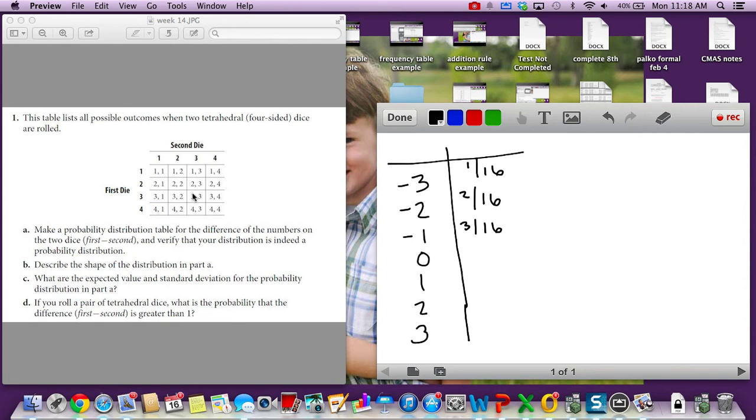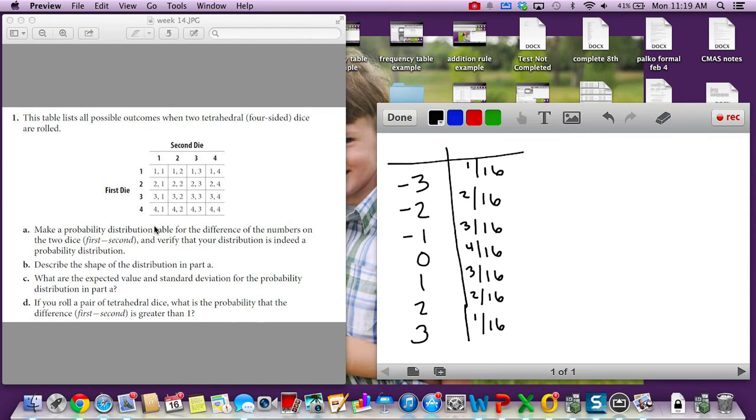The zeros are going to be right here on the diagonal, 1 minus 1, 2 minus 2, so there's 4 of those. And then the first die minus the second die being +1 is going to be 1, 2, 3 of those, 3 out of 16. Being +2, let's see, is 1, 2 of those. Being +3 is 1 of those.